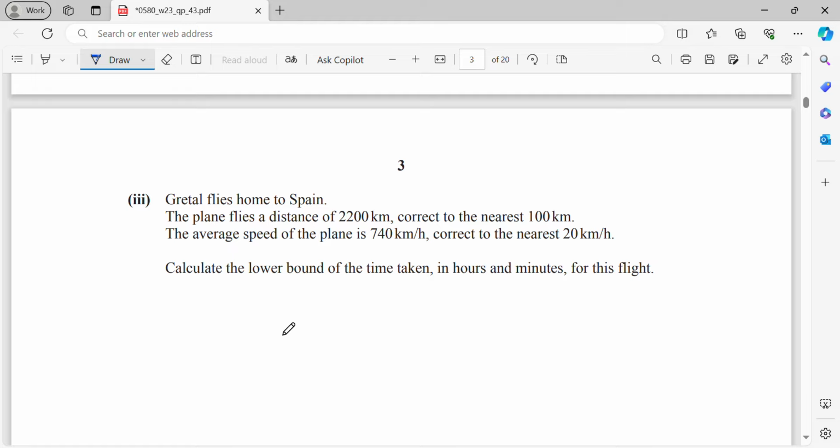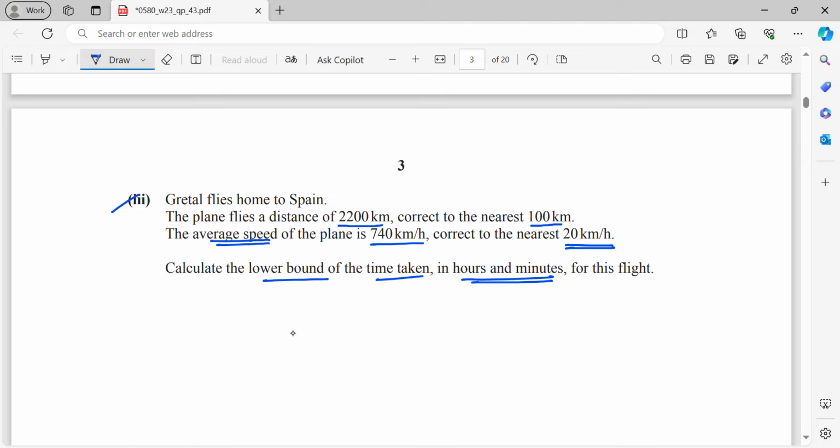Right, now, next part, part 3. Greta flies home to Spain. The plane flies a distance of 2,200 kilometers, correct to the nearest 100 kilometer. The average speed of the plane is 740 kilometer per hour, correct to the nearest 20 kilometer per hour. Calculate the lower bound of the time taken in hours and minutes for this flight.